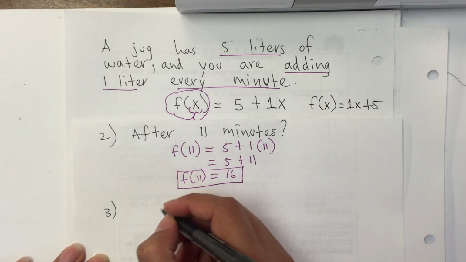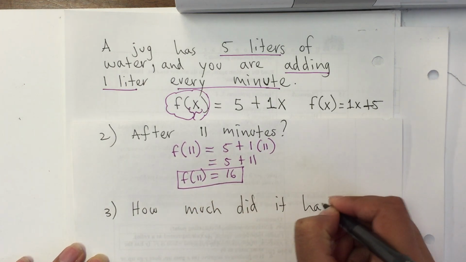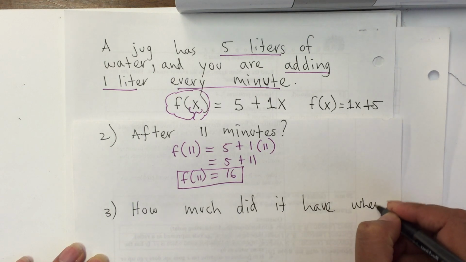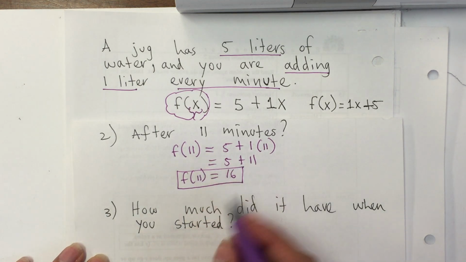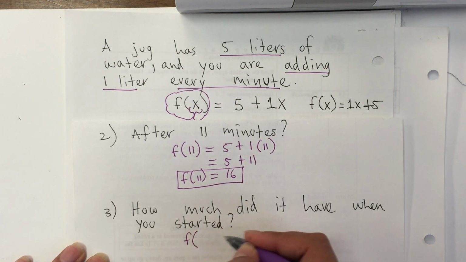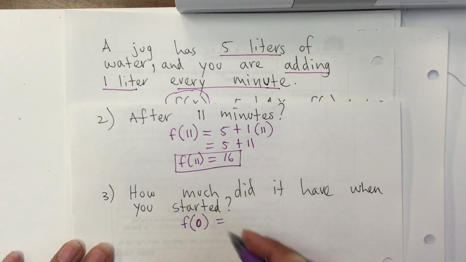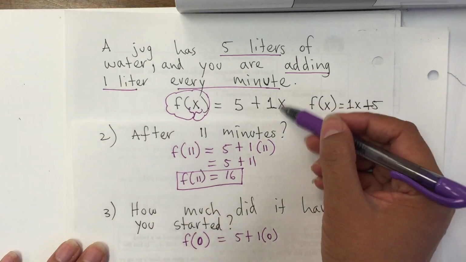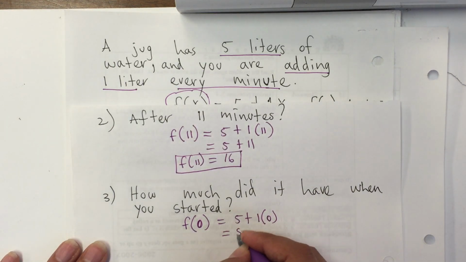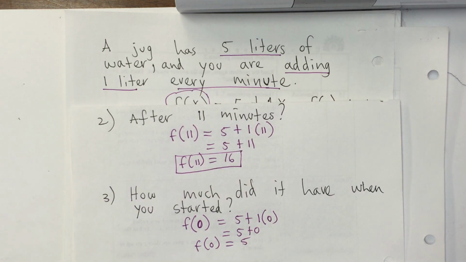How much did it have when you started? It means when I start, that's f of 0, right? When 0 minutes have gone by. And so f of 0 equals 5 plus 1 times 0. Remember that we're replacing the x only. And so that equals 5 plus 0, which equals 5. So when I start, I had 5 liters.